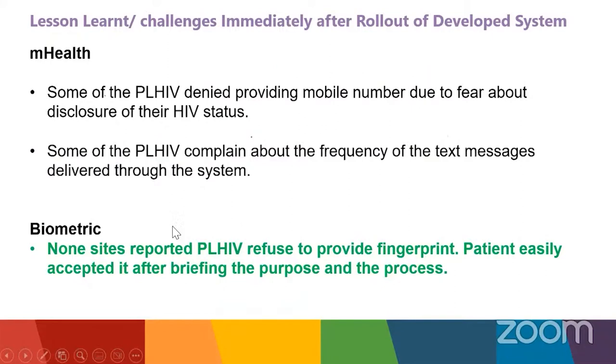Regarding mobile health, some of the PLHIV denied providing mobile numbers due to fear of disclosure of their HIV status, because they face stigma and discrimination from society. And some of the PLHIV complained about the frequency of the text messages delivered through the system. We also updated this one. We reduced the frequency of delivery of messages.